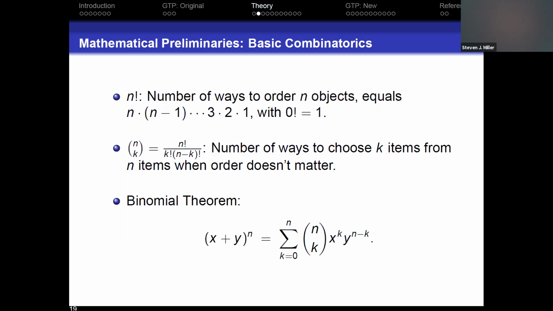The next is n choose k. It's the number of ways to choose k items from n items when order doesn't matter. Think of it as we have n people and we're choosing k to serve as congressmen, and all congressmen are equal. It's unlike the executive branch where you have different offices. And it turns out it's just n factorial over k factorial times n minus k factorial. And the last is the binomial theorem. If you have x plus y and you raise it to the nth power, it's the sum of n choose k, x to the k, y to the n minus k.